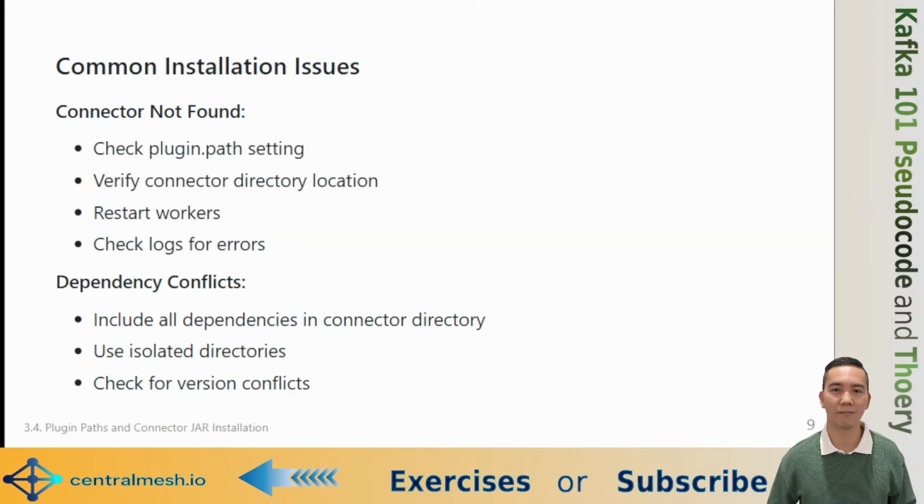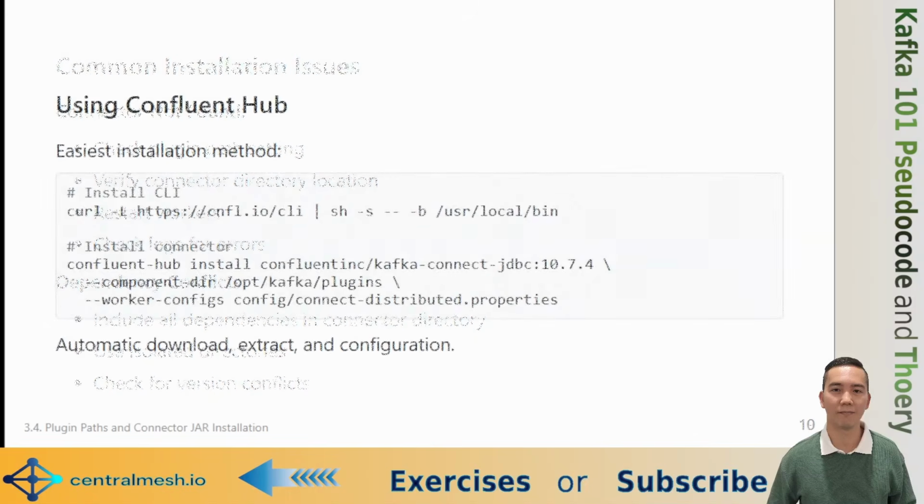Another common issue is dependency conflicts. Errors such as class not found exception or no class def found error often indicate that a required dependency is missing. Make sure every required jar is present inside the connector directory. Avoid mixing multiple connectors into the same directory because isolated directories are specifically designed to reduce those kinds of problems.